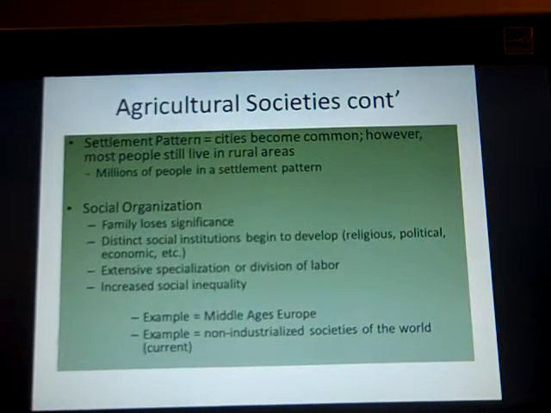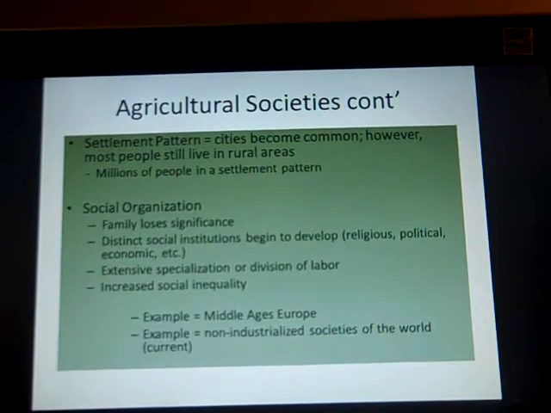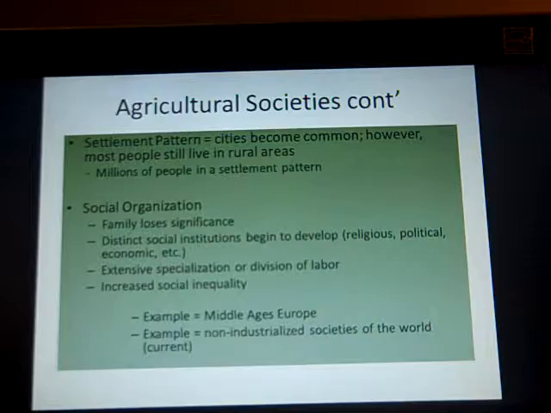Distinct social institutions begin to develop: religious, political, economic, etc. We start to see an extensive specialization or division of labor. So you have more jobs, more positions that people can hold within a society. And the more jobs and the more positions you have, the more social inequality you have. Because again, we're assigning status to all these different levels and jobs and positions. Example would be the Middle Ages in Europe. And even today, non-industrialized societies of the world are still agricultural.